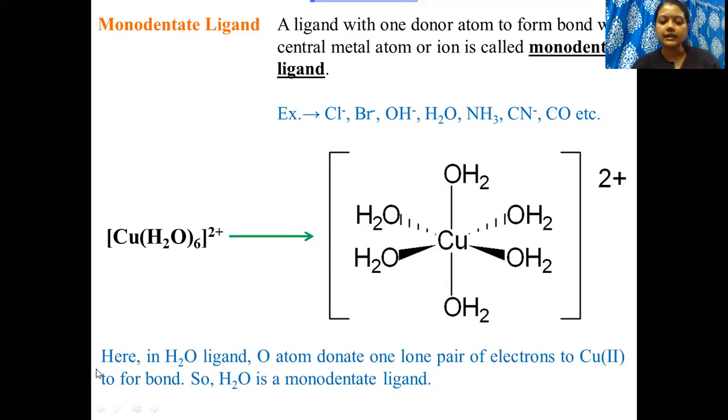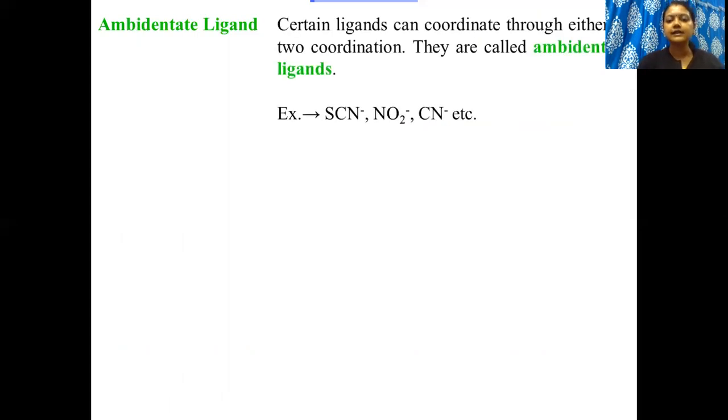Here in the H2O ligand, oxygen has a lone pair of electrons and it will donate at least one lone pair of electrons to the copper and form the bond. So here water acts as a monodentate ligand. Now monodentate ligands are further classified into ambidentate ligands. What is an ambidentate ligand? A ligand that can coordinate through either of two coordination centers is called an ambidentate ligand.